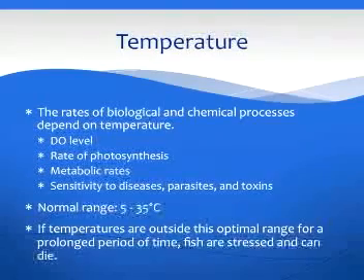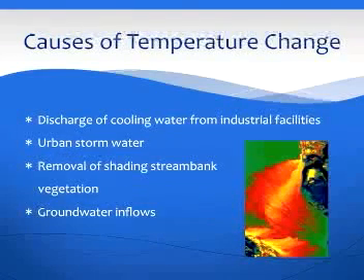Optimal temperatures for fish depend on the species. Some survive best in cold water, like the salmon and trout mentioned earlier, whereas others prefer warm water. If temperatures are outside this optimal range for a prolonged period of time, fish can get very stressed and even die. Cooling water discharge is one of the major causes of temperature change. Also, urban stormwater runoff, removal of shading streambank vegetation, and groundwater inflows. Removing shade from the edgewaters can also have an increase on temperature. Groundwater, on the other hand, can cause a decrease in water temperature, which can be equally as dangerous.